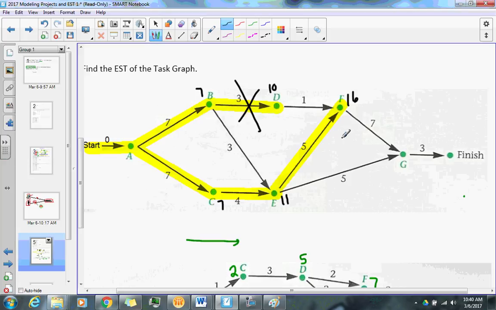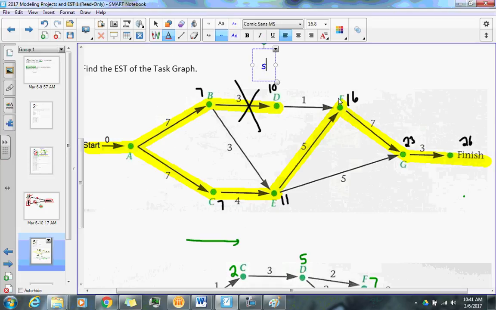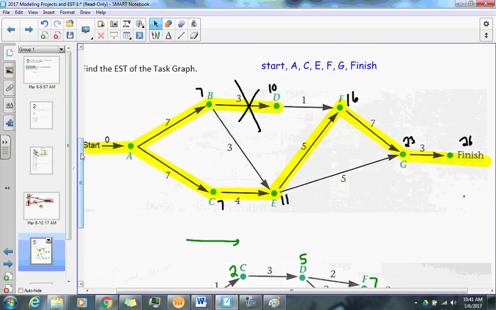Continuing on to G, that would be 23, and then finish would be 26. So my critical path from F to G, from G to finish, and we're done. That's my path. So I would say start, A, C, E, F, G, and then finish. There's my path.